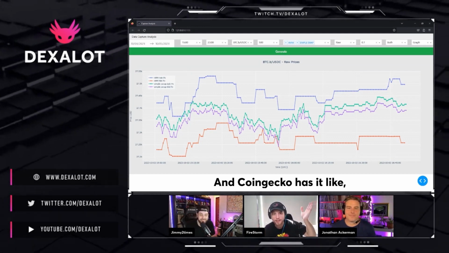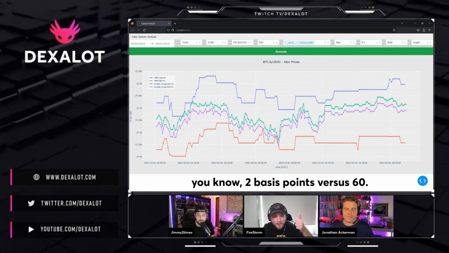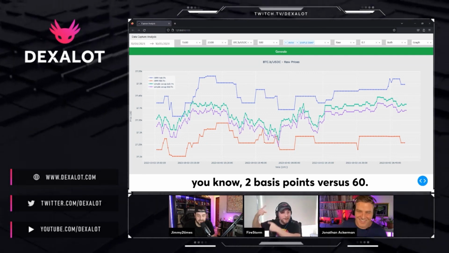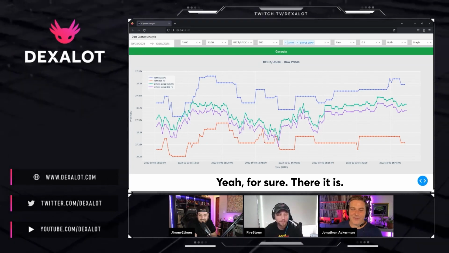And CoinGecko has it. You don't even need to go fancy. Just go look at CoinGecko. 2 basis points versus 60. And where do you expect the volume to shift when aggregators are integrated? Yeah, for sure. There it is.